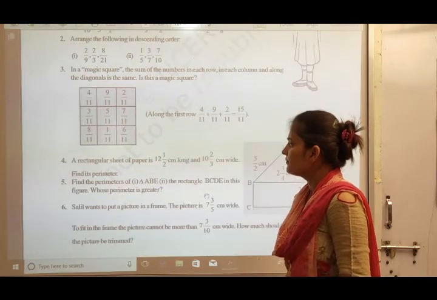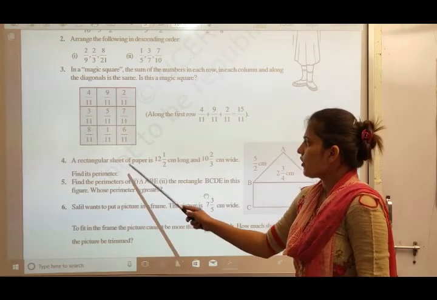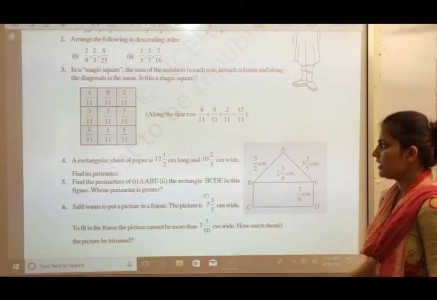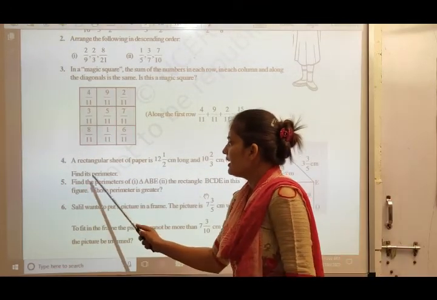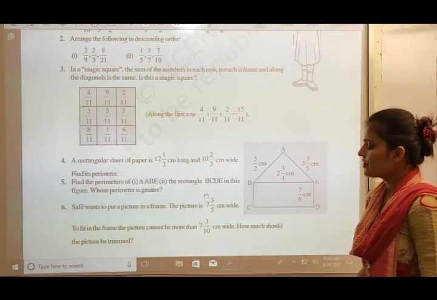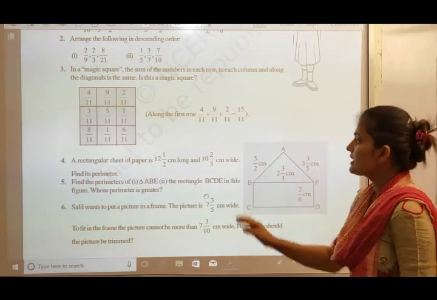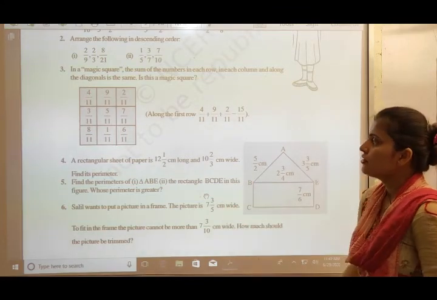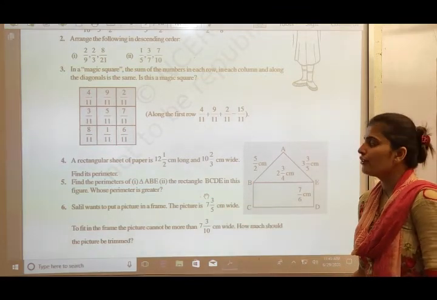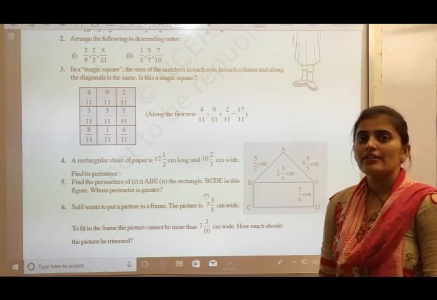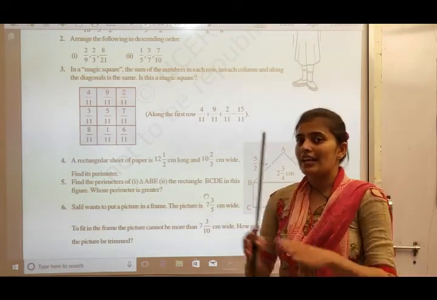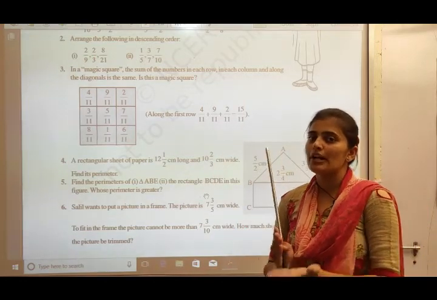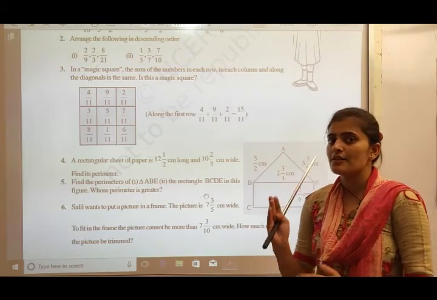Now question number 4. A rectangular sheet of paper is 12 1 by 2 cm long and 10 2 by 3 cm wide. Find its perimeter. Here a rectangular sheet is given to you, and its length and width are given. You have to find the perimeter. So what is the formula for finding the perimeter of a rectangle? Perimeter means adding up all the boundaries. That means the answer will be 2 multiplied by length plus breadth.